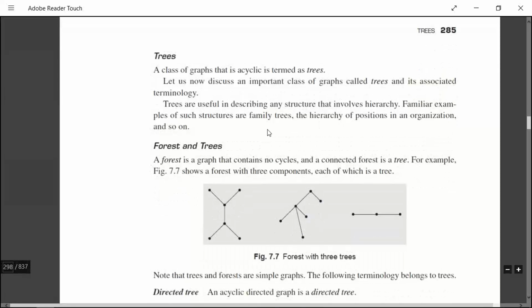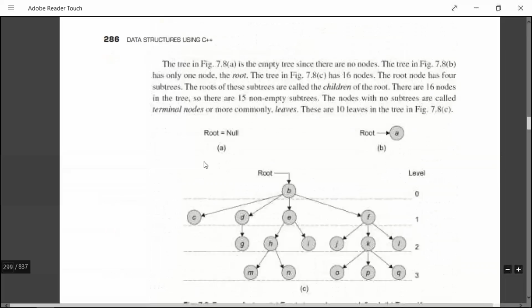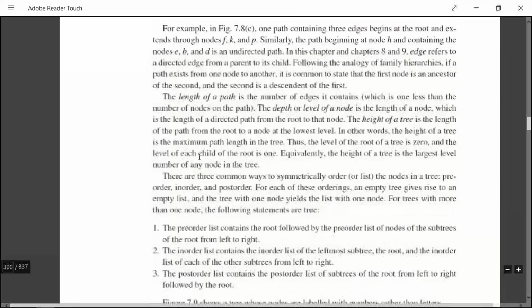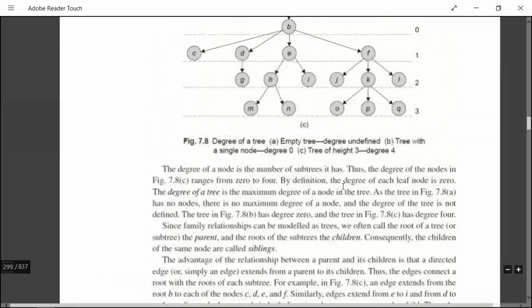So what trees are, what are the terms associated with trees, how you can draw a tree, and how you can traverse it, we will see in the next class.